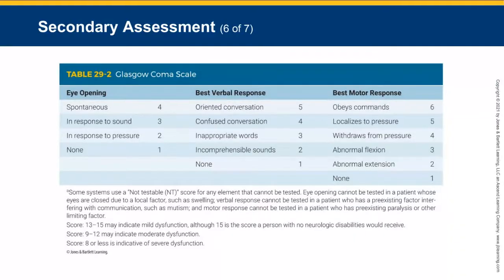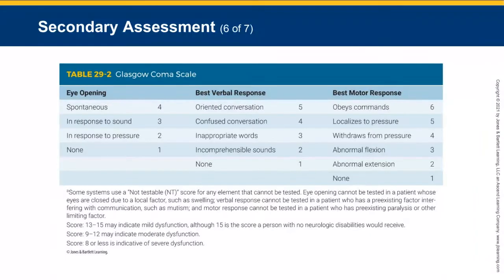So it's eye-opening, verbal, and motor response. EVM 4, 5, 6. So the best score is going to be 15. Anything below 9 is significant, and you need to be prepared to manage that patient's airway.